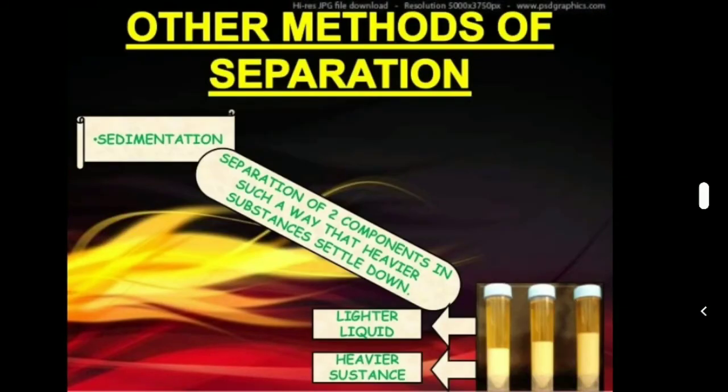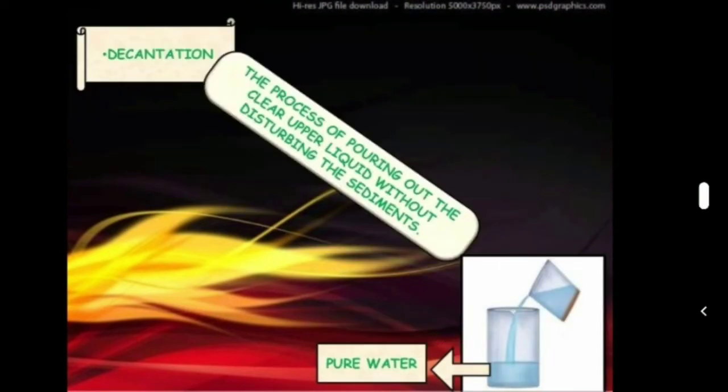There are also some other methods of separation, like sedimentation, separation of two components in such a way that heavier substance will settle down is known as sedimentation. In this case, the lighter liquid will float on the surface and the heavier substance will sink at the bottom.